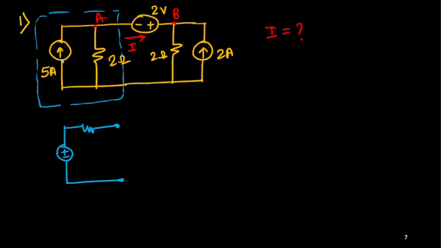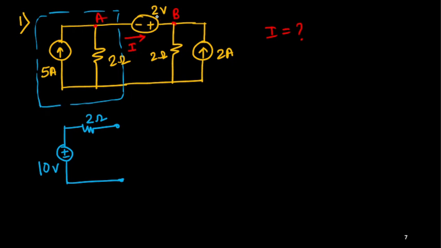Okay, so what is that value? This is a current source to voltage source conversion. So this voltage value will be I into R. So this is 5 into 2. 5 into 2 is 10 volt. So this is your 10 volt. Very simple. And this 2 ohm resistance, it is coming here.